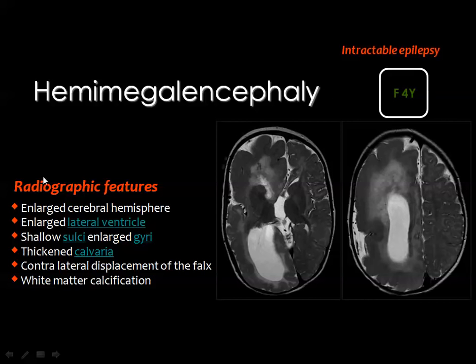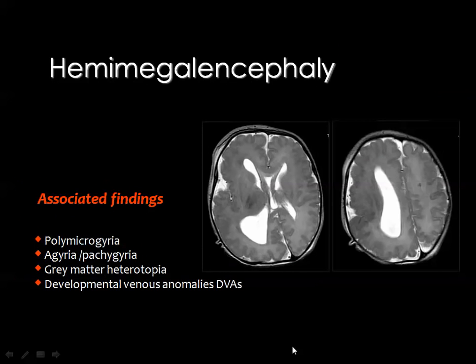Then you got enlargement of the cerebral hemisphere, enlargement of the lateral ventricle of the same hemisphere, shallow sulci, and enlarged gyri. This is known as brachygyria. We'll discuss it immediately. Then the calvarial bones on the affected side may be thickened, and the falx is usually displaced to the opposite side because of the enlargement of the hemisphere itself. And if you have a CT scan, you can see sometimes calcification in the white matter.